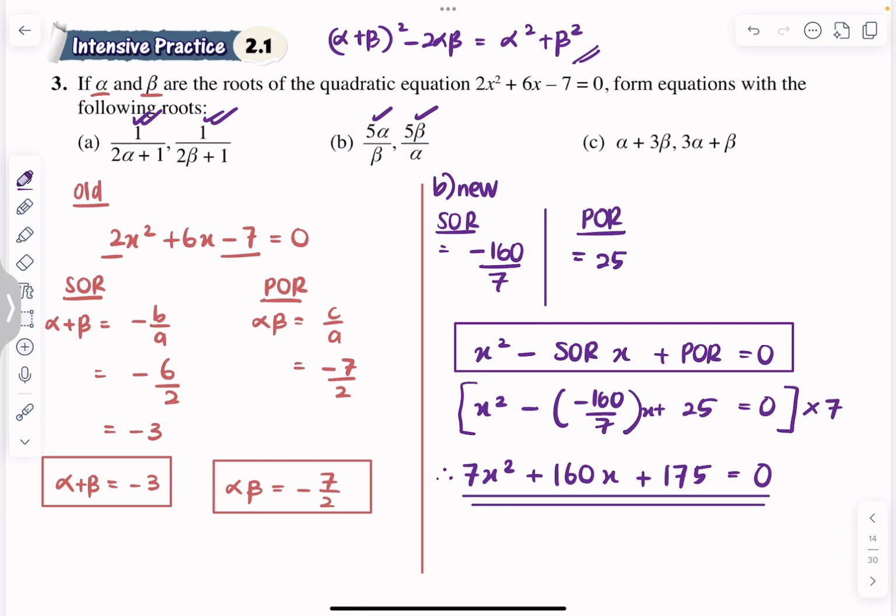Whenever you have fractions, we try to get rid of the fraction, so you multiply with the denominator. But don't forget, you must times every term by 7, then only you can get this. Done.